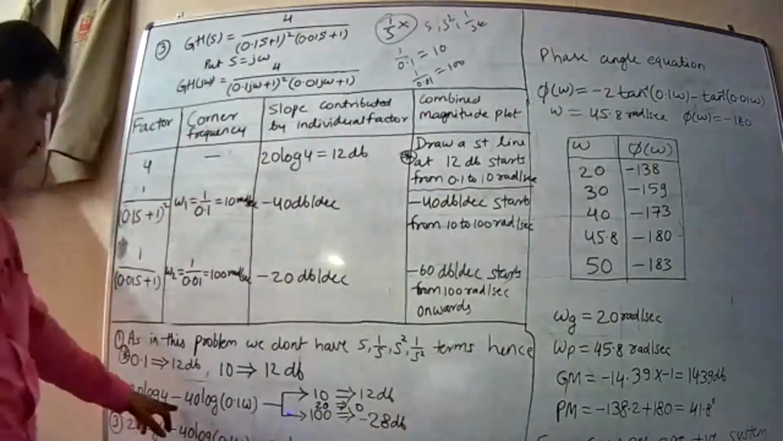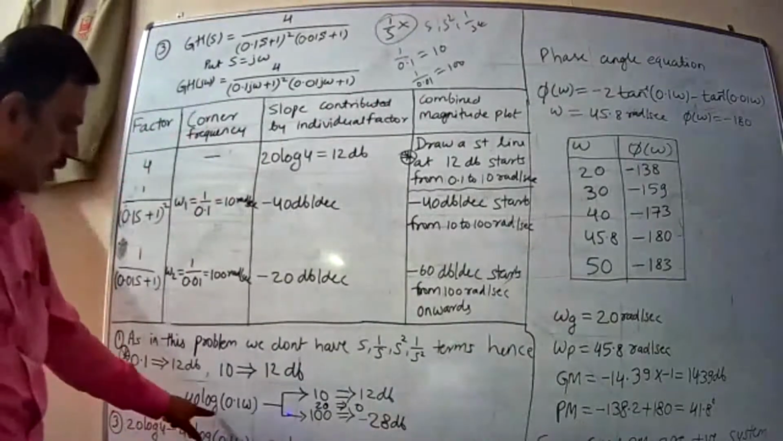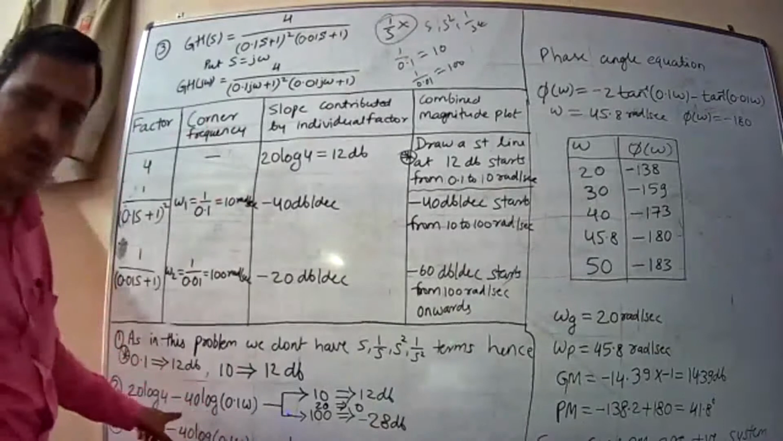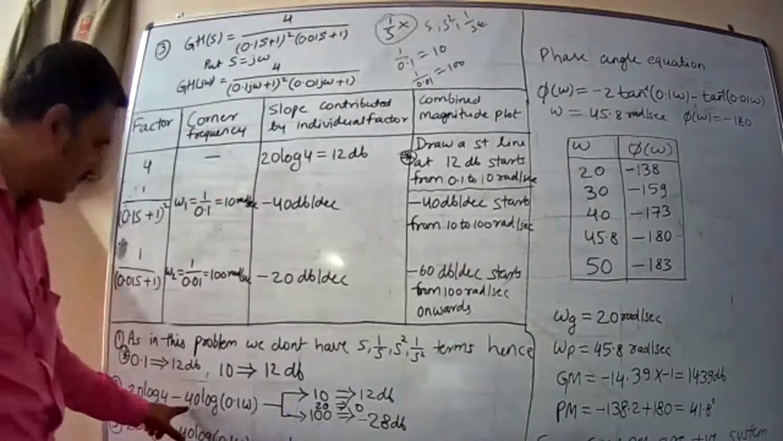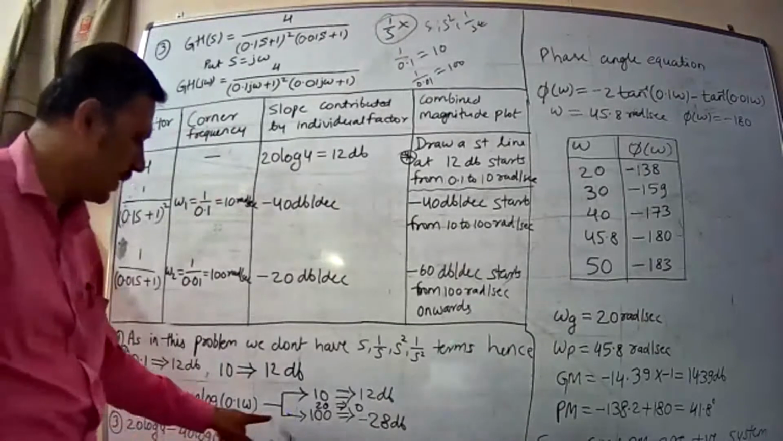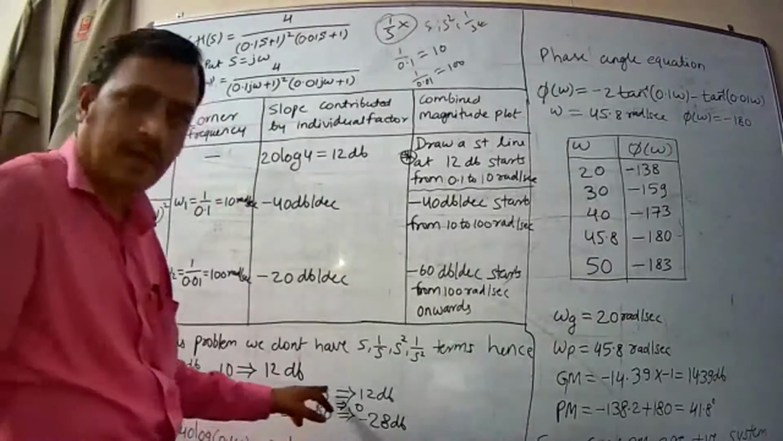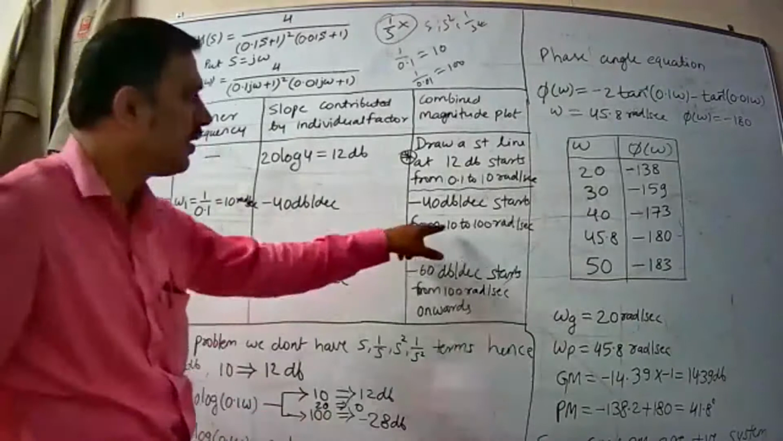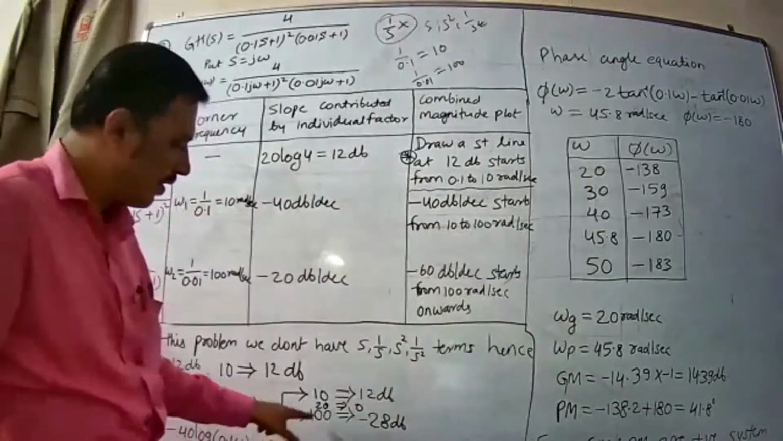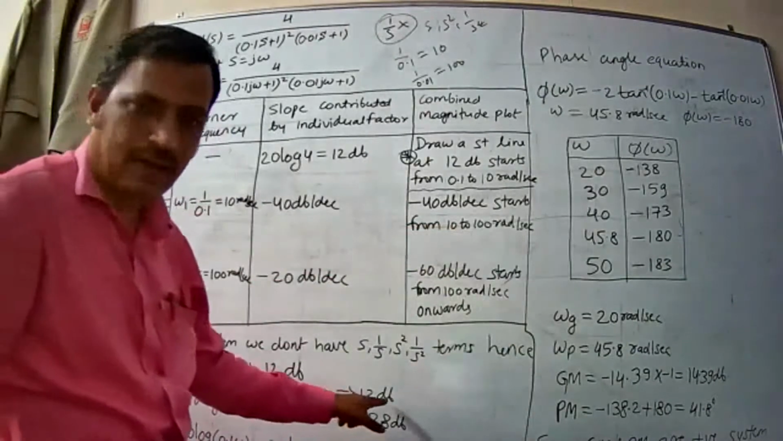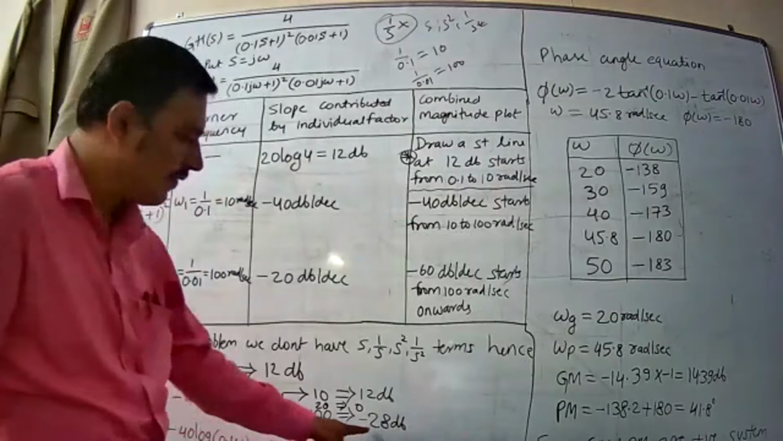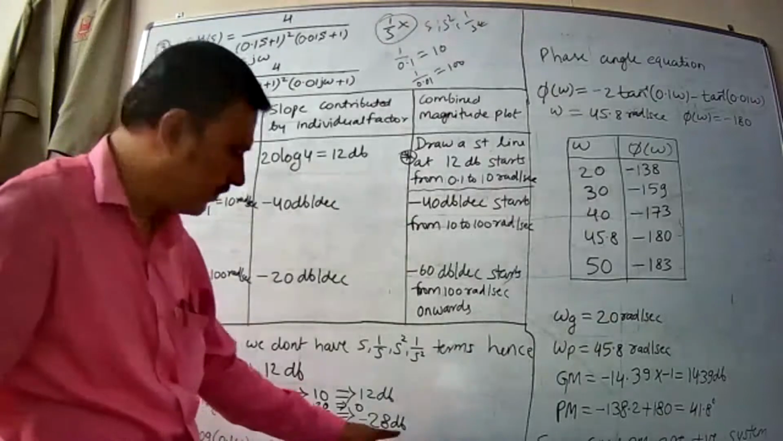Okay, that is 20 log 4 minus 2 into 20 log 0.1 into omega. 2 into 20 is 40. Hence, I have written 40 log 0.1 into omega. Sorry, here the range is from 10 to 100, because here we have written from 10 to 100. For 10 we will get the value as 12. For 100 we will get the value as minus 28 dB.